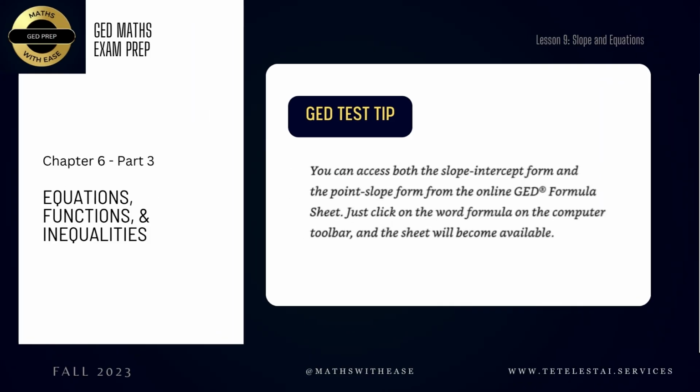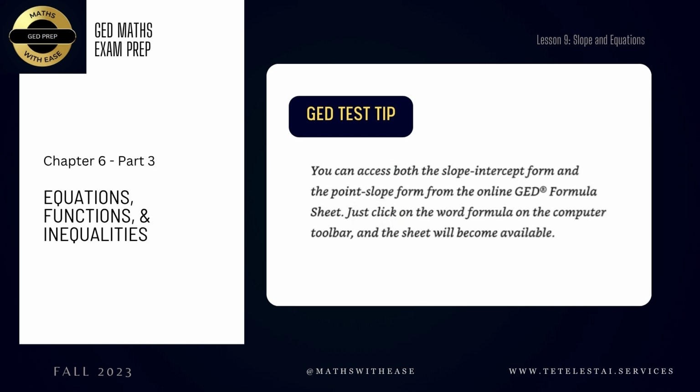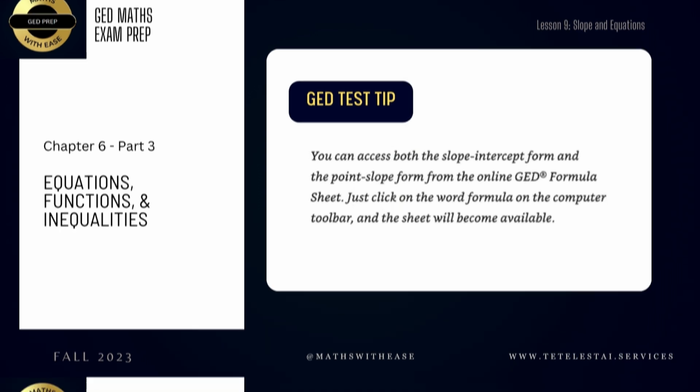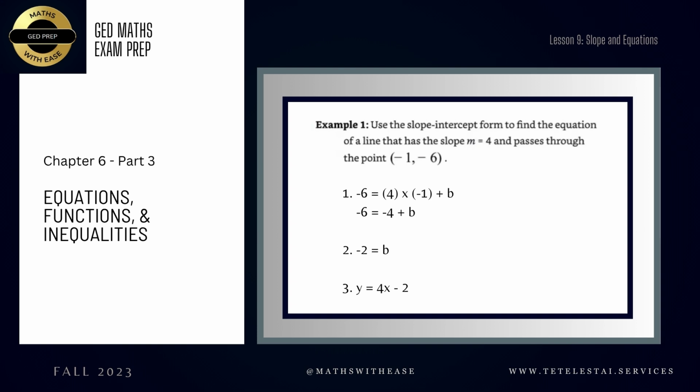So you can access both the slope-intercept form and the point-slope form from the online GED formula sheet. Just click on the word formula on the computer toolbar, and the sheet will become available. In this example, you're told to use the slope-intercept form to find the equation of a line that has a slope m equals 4 and passes through the point -1, -6.